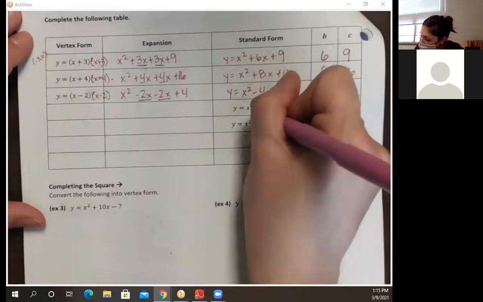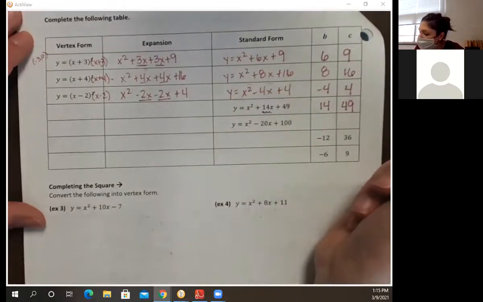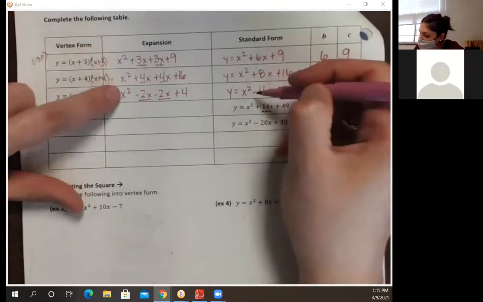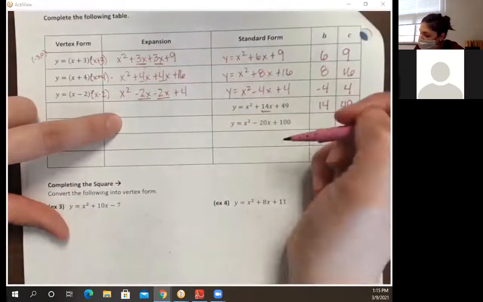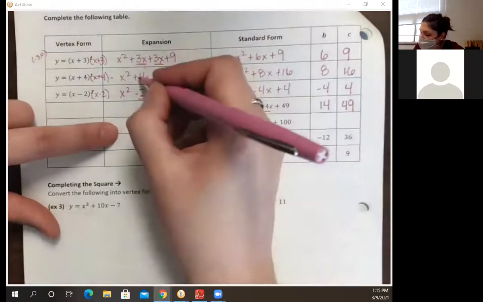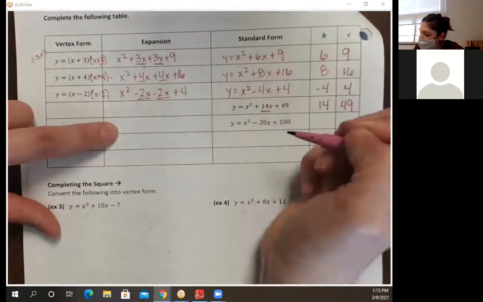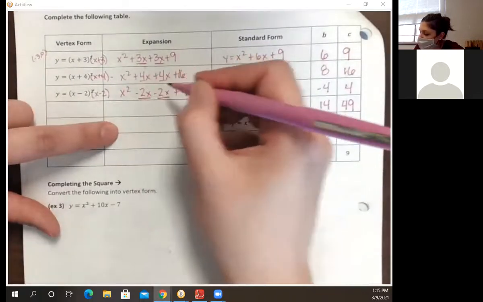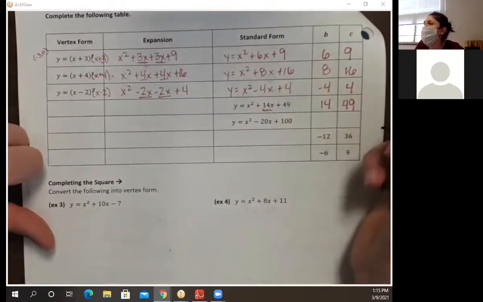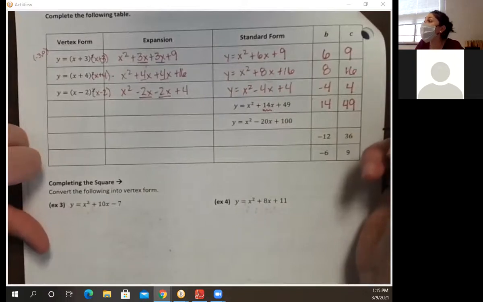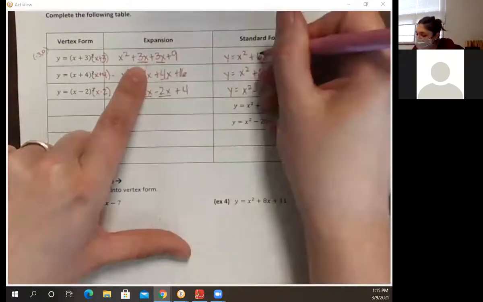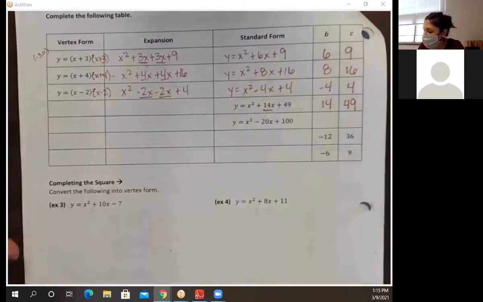So to get this 14, we combine two x terms. If I look at my standard form versus my distribution here, I can see that I had 3x plus 3x and got 6x. I had 4x plus 4x and got 8x. I had negative 2x and negative 2x and I got negative 4x. So what do you think gave us 14x? 7 and 7, yeah. These numbers here are half of our b value.